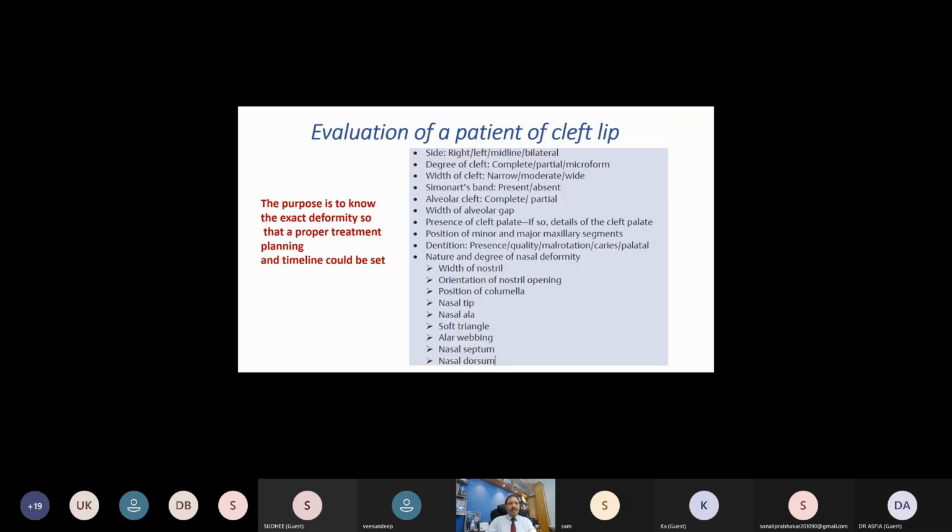So, evaluation of the patients with cleft. The purpose is to know the exact deformity so that a proper treatment plan can be made and a timeline could be set. So I've told you the anatomy and all, so you have to examine everything. And when you describe a deformity, you may start from the nasal bridge, go to the dorsum, supratip, tip, ala, columella, the nasal sill, the lip, alveolus, palate, comment on vomer. So you describe it properly and also look for the alar webbing, the nasal septum, the soft triangle. So everything has to be assessed properly.